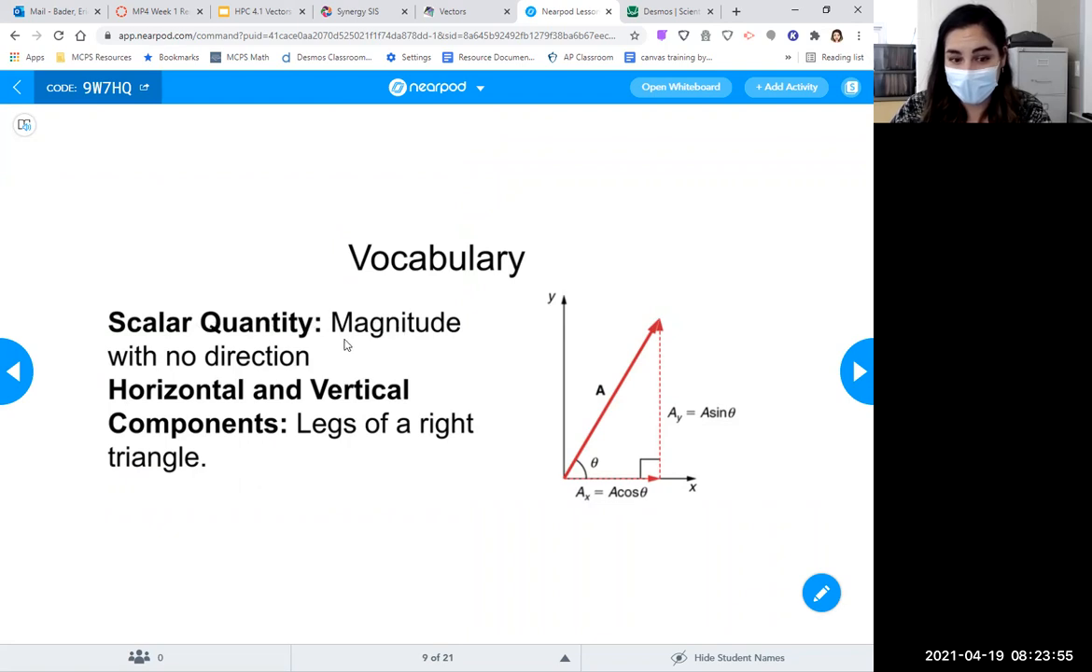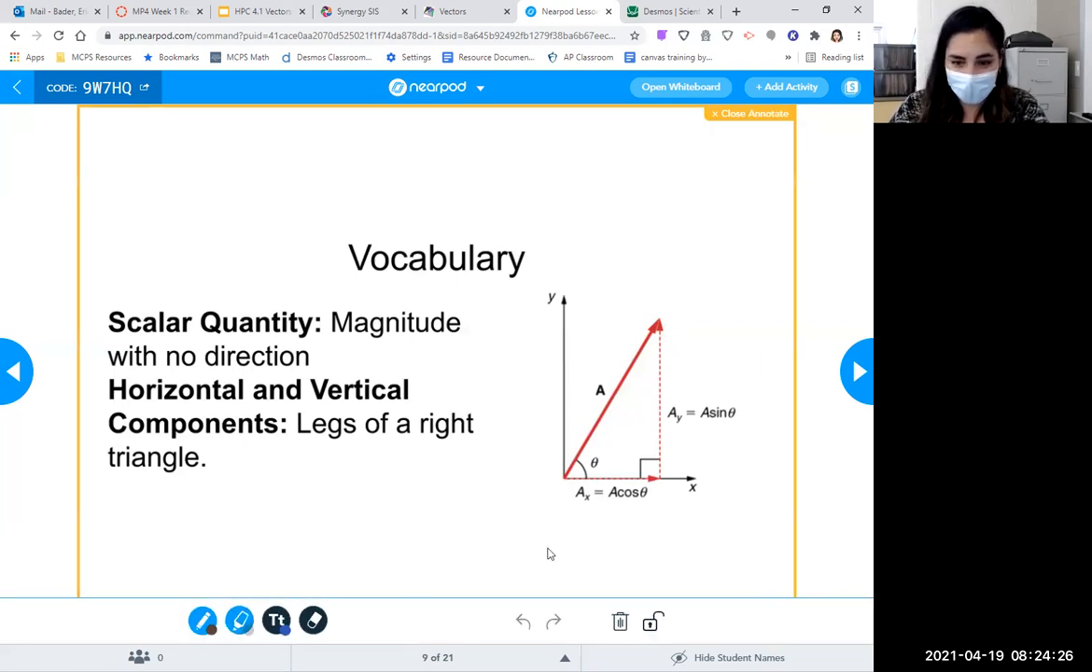And then lastly, this is what we're going to work on a little bit today. A scalar quantity is magnitude with no direction. Horizontal and vertical components are basically the legs of the right triangle. This visual here is really helpful. We have this vector, vector A. It has a tail at the origin, and here is its head. You can find the horizontal component by finding the horizontal leg of the triangle, and the vertical component is the vertical leg of the triangle.